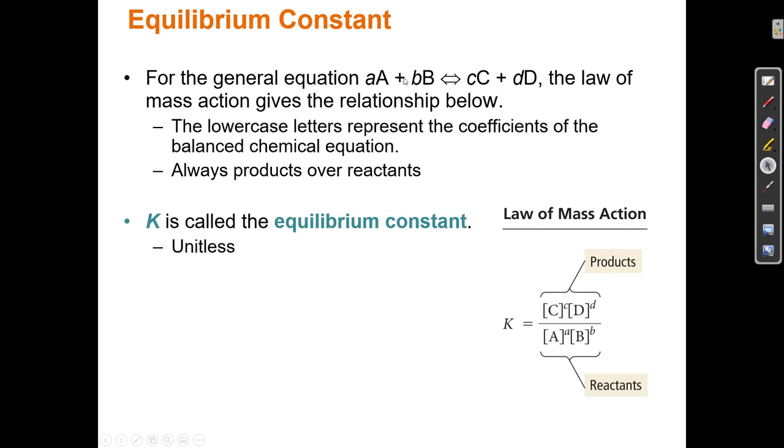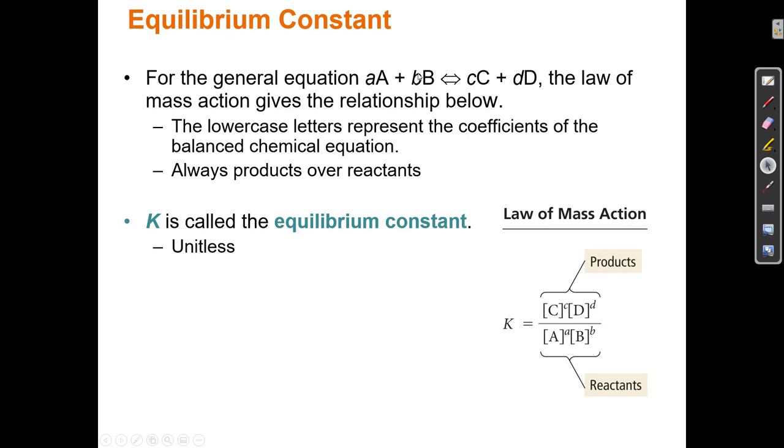So in this reaction, I can create what's called an equilibrium constant, which is a mathematical expression that shows the ratio of the product concentration to the reactant concentration for a reaction that is at equilibrium. So here's the mathematical expression for the equilibrium constant. The symbol is K, capital K.